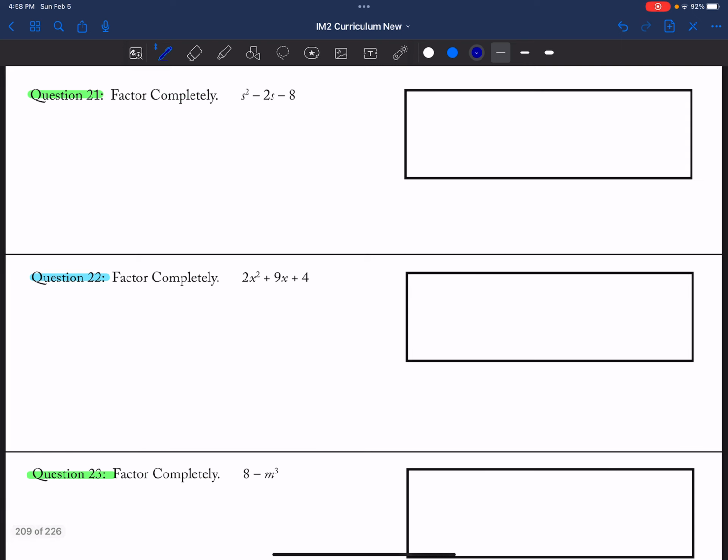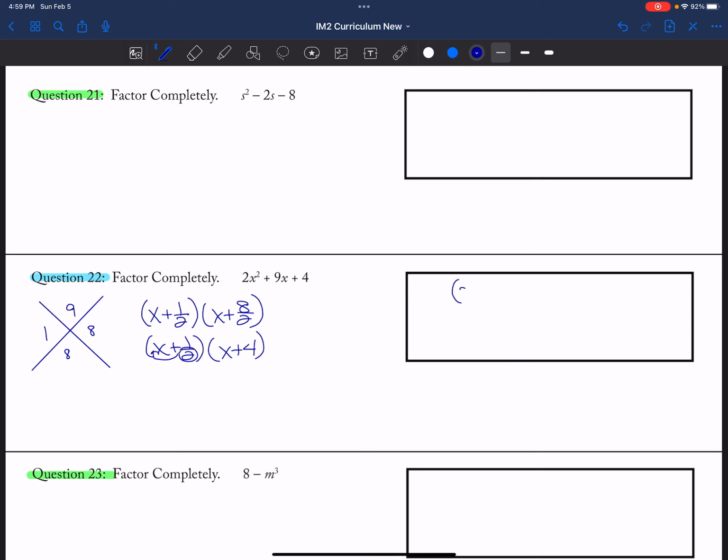Okay. And then this looks like a bottoms up, so we're going to draw a bottoms up thing. So then I have a 9 on the top and 8 on the bottom, so 1 and 8. So then this is x plus 1/2, and then x plus 8 over 2. So x plus 1/2, and x plus 4. So then bring what's in the bottom to the top. So I have a 2x plus 1 and an x plus 4.